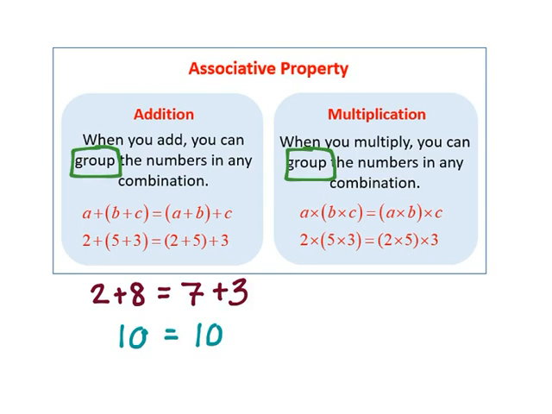Moving on to the multiplication side, we have 2 times (5 times 3), where the 5 and 3 are grouped together, is equal to (2 times 5) times 3, where the 2 and 5 are grouped together.